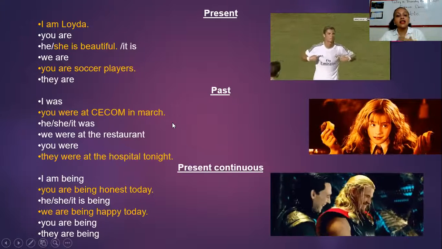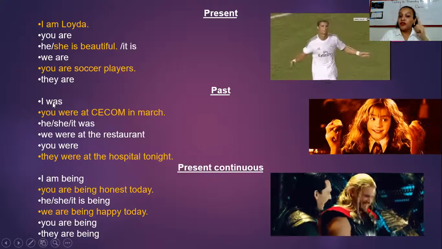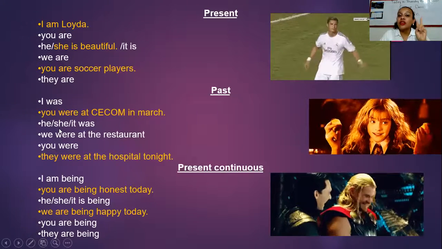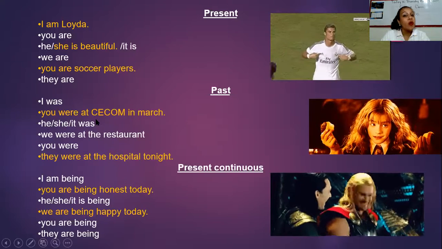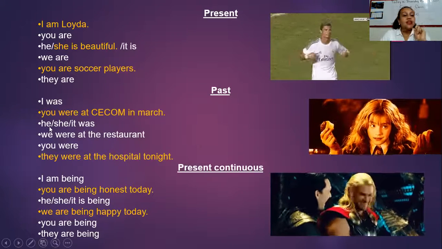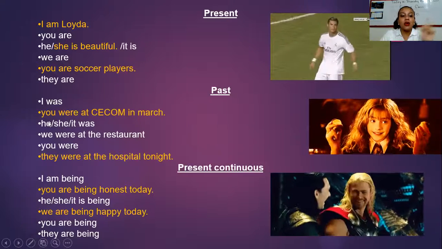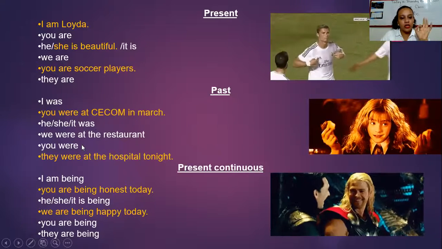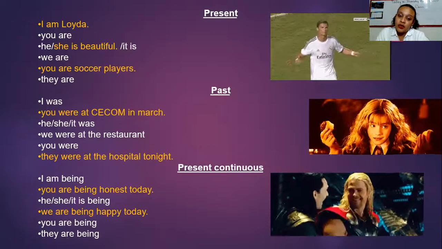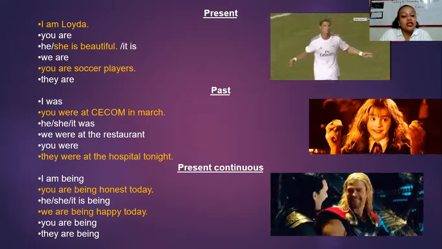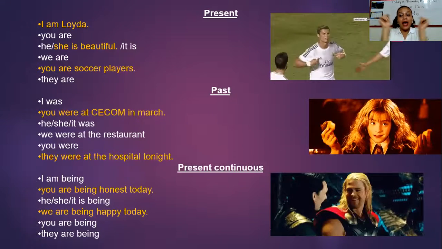So if you want to say something happened in the past, you have to use was for the first person and for the third person singular. Look, I was, he, she, and it was. Never I were, never he were or she were or it were. Always I was, he was, she was, and it was, always. And again, in present continuous, we use the ing to express something is happening now.